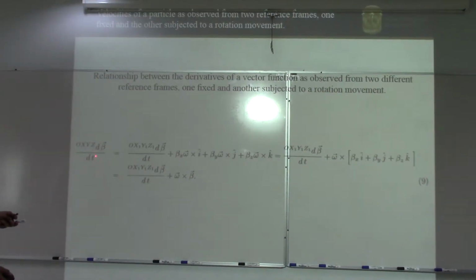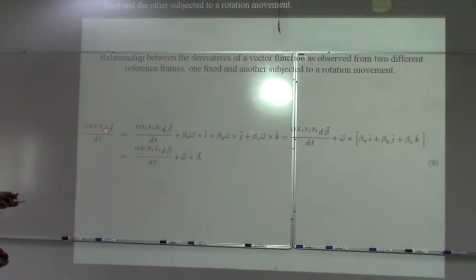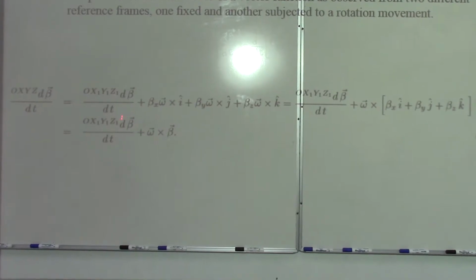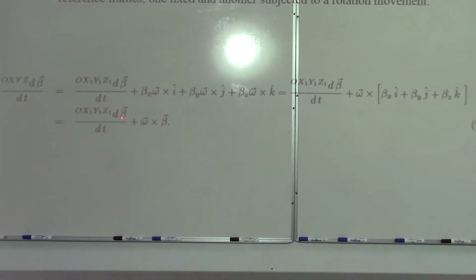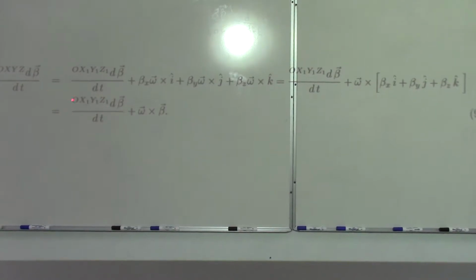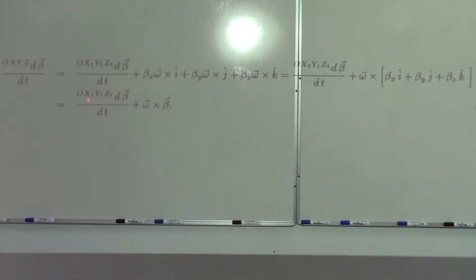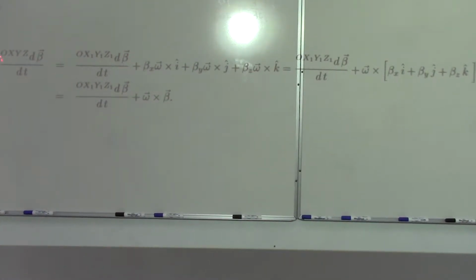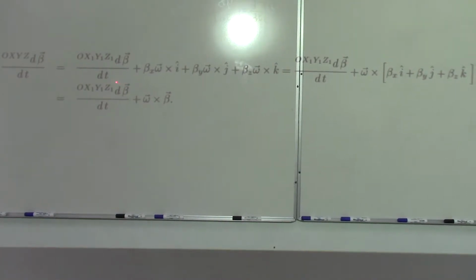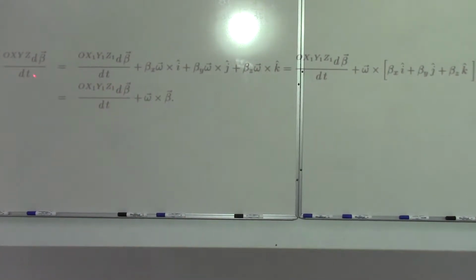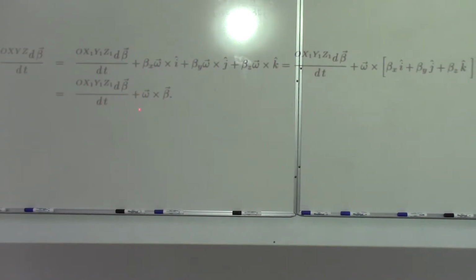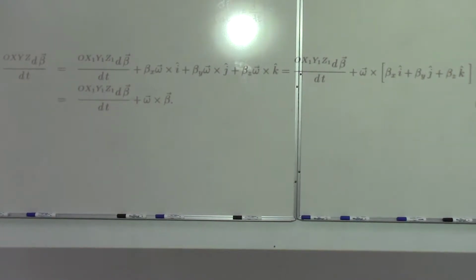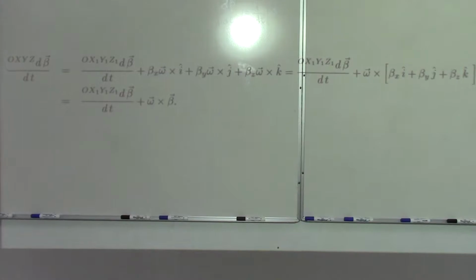In the previous class, we obtained these expressions that relate the time derivative of a vector function beta with respect to a fixed reference frame with the same time derivative of the same vector function, but with respect to the moving reference frame that is subjected to rotational movement. We found that the expression that relates these time derivatives is given by this expression. Now we are going to put this expression into use in order to perform the velocity analysis that relates the velocity of a particle as seen from these two different frames.